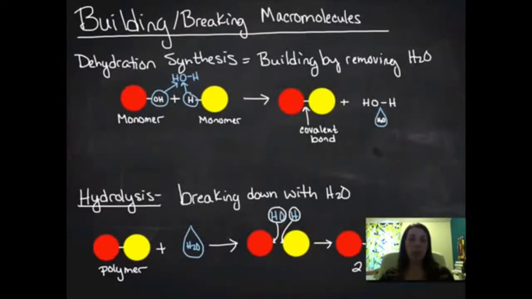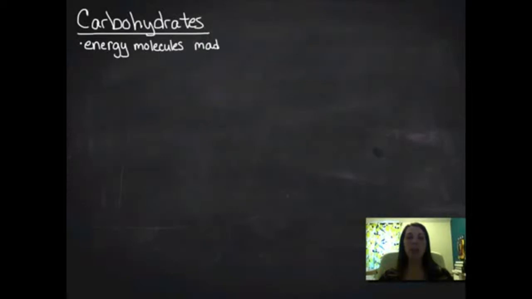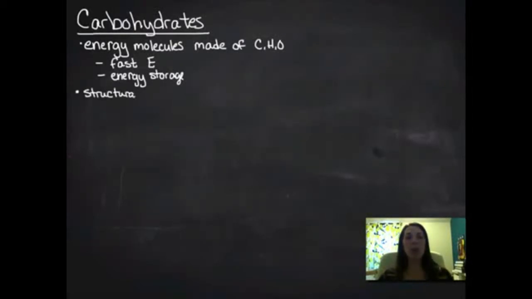So it's really important that you know this. Carbohydrates are an energy molecule, and they're made of carbon, hydrogen, and oxygen. We use them for fast energy, and we also use them for some energy storage in plants and in animals. They are also structural components. Sometimes you do find some parts of cells that are made of carbohydrates rather than stored energy carbohydrates.